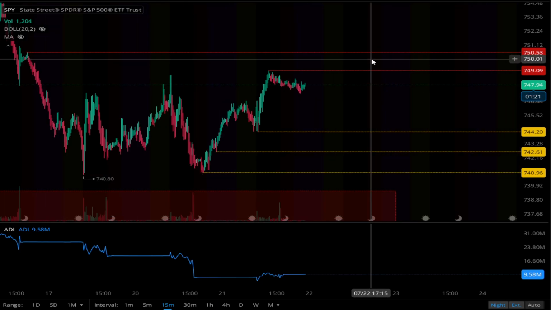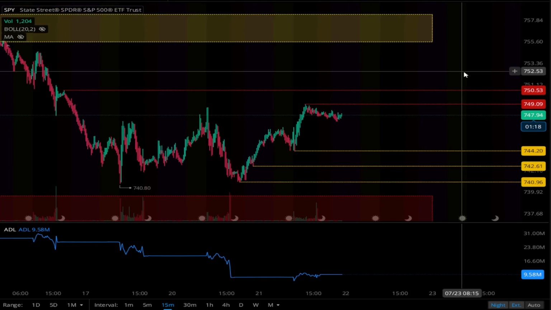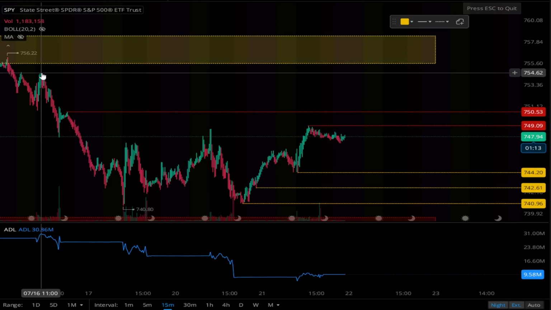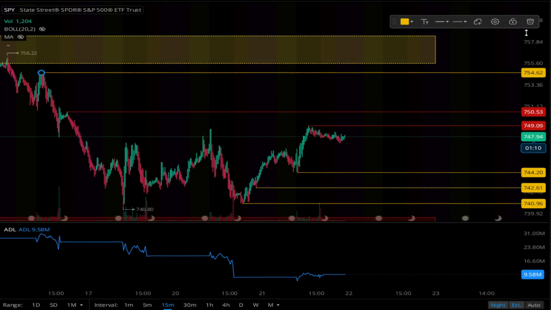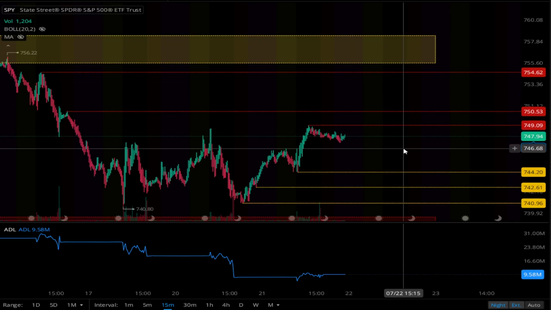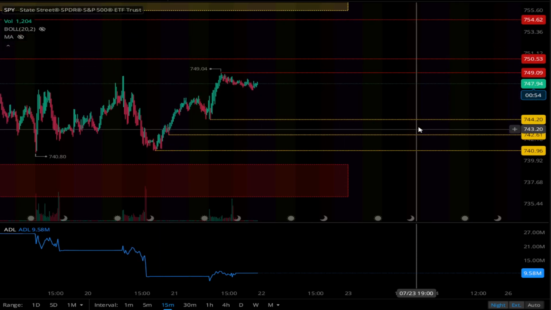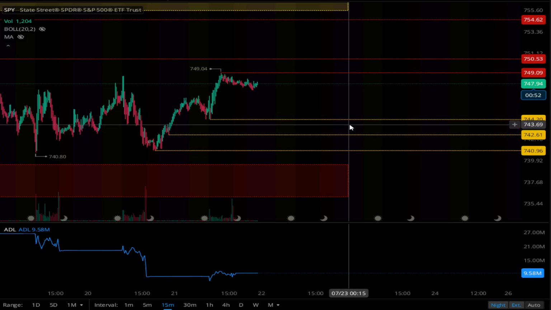But the potential upside would be that 750.53. That'd be the first one to start looking for. If we have a large push above that, I would start looking for that 754.62. Okay. Those are the two major resistance ranges above us currently. Now, if we do start breaking down, we just need to start targeting some of our downward supports. So the 744.20, 742, the 740. These will be the ranges the market will try to work on.